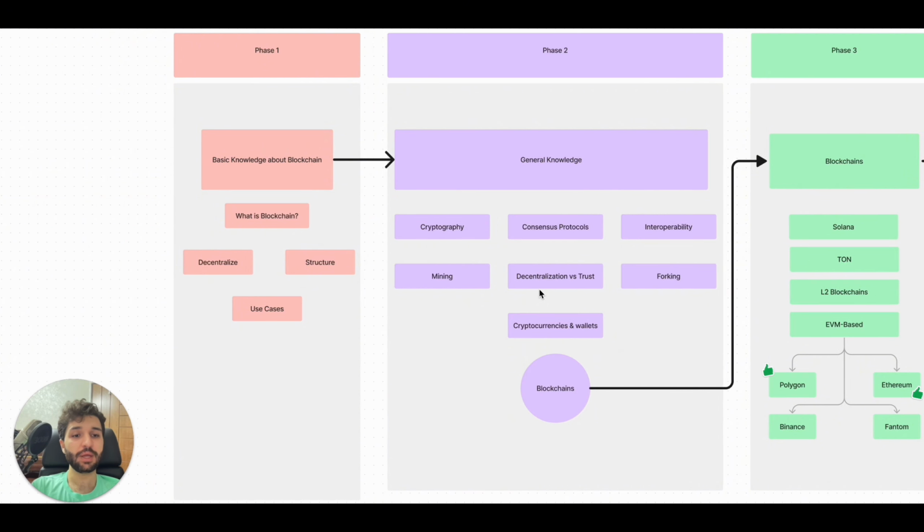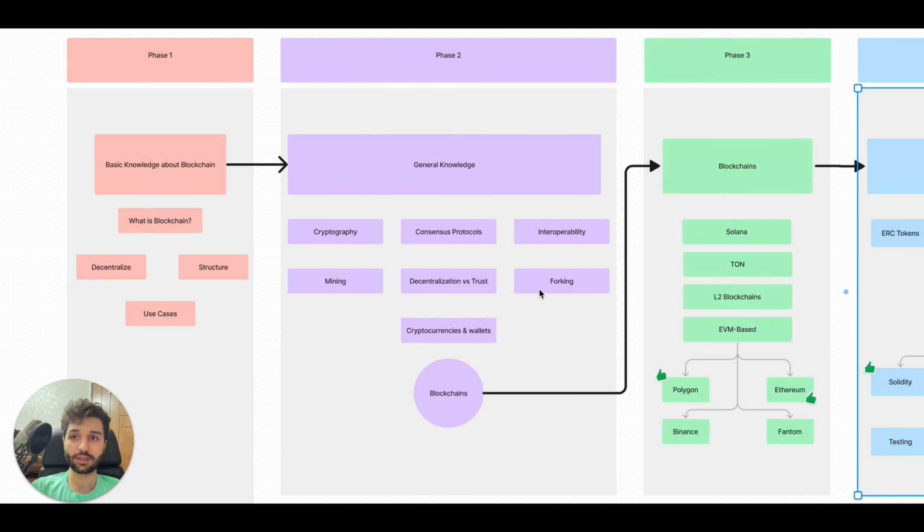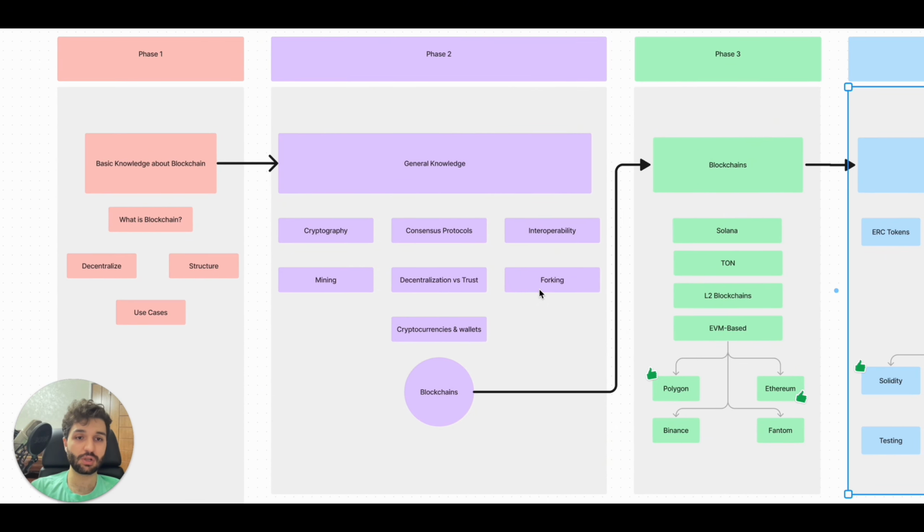We have many kinds of chain that we can learn. For example, Solana, TON, L2 blockchains, EVM based blockchain. If you don't know which of them you should start and which of them you should learn, my suggestion in this step is EVM based blockchain. I mean Ethereum Virtual Machine based.